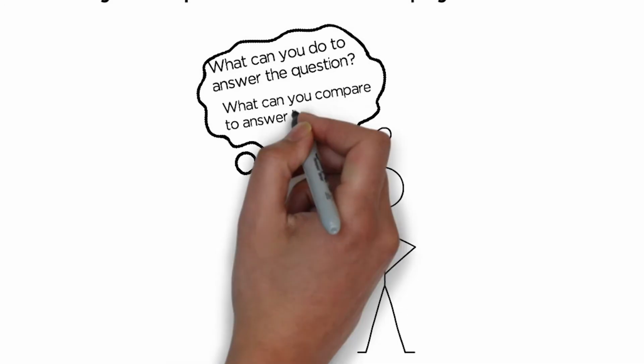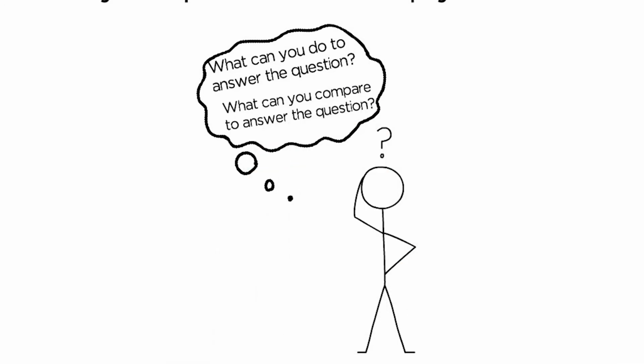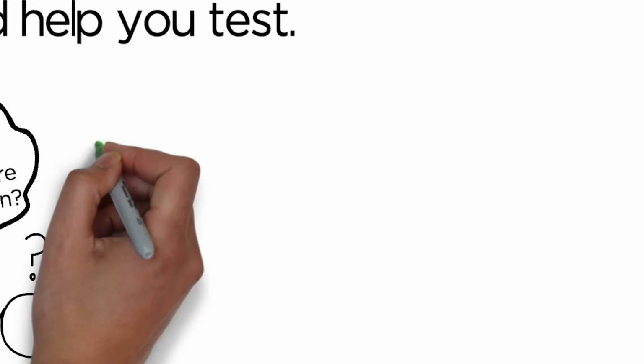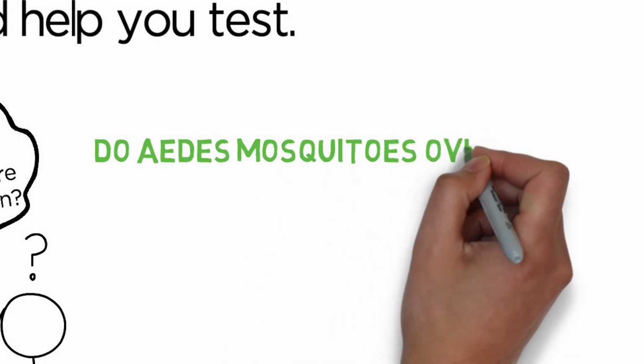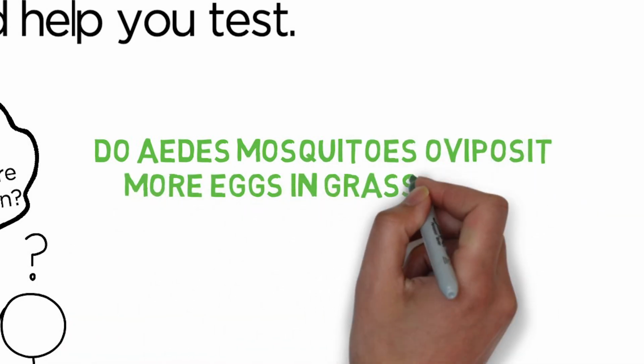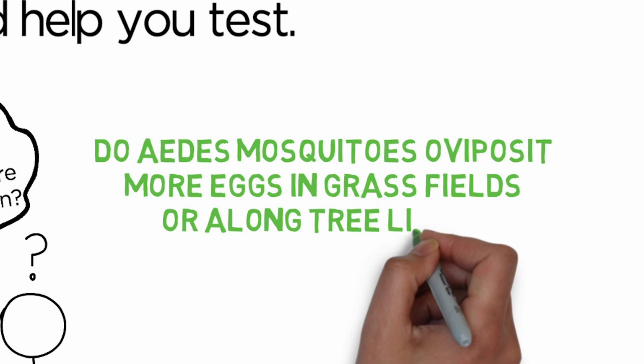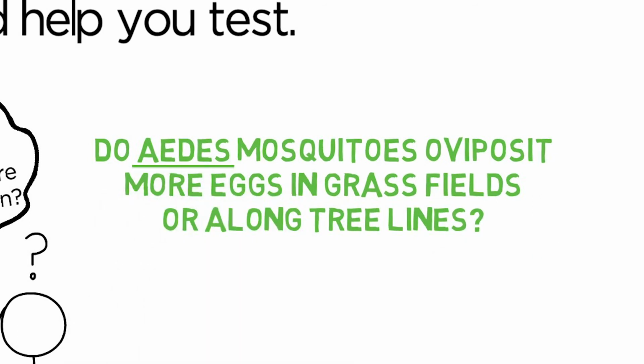So maybe when we go back to that example that we had about mosquitoes laying their eggs on one side of the park and not the other side, we can ask the question, do Aedes mosquitoes oviposit more eggs in a grass field or along a tree line? That's a good question because you can count and compare eggs at each area of the park.